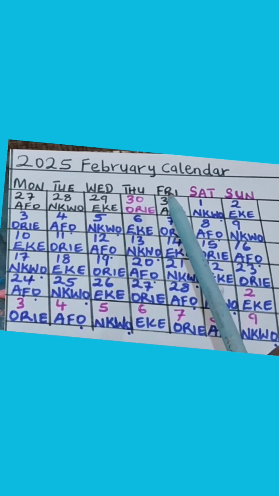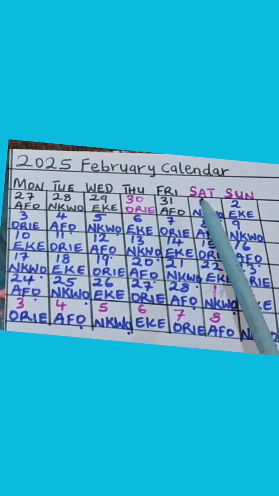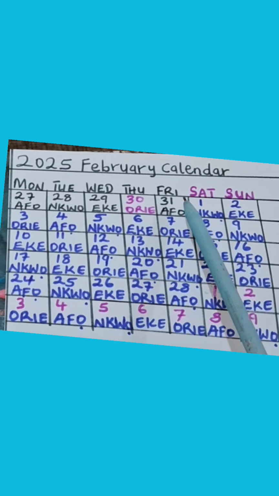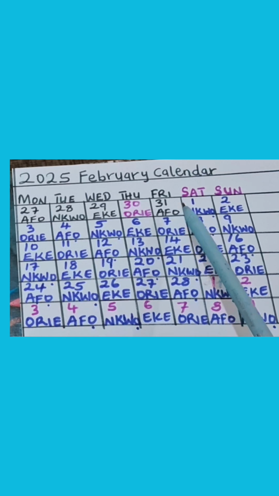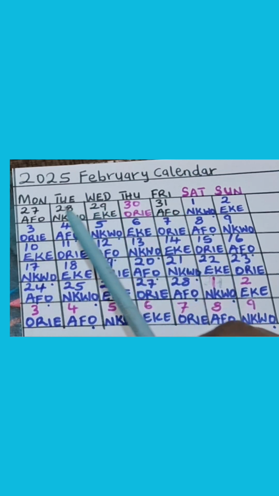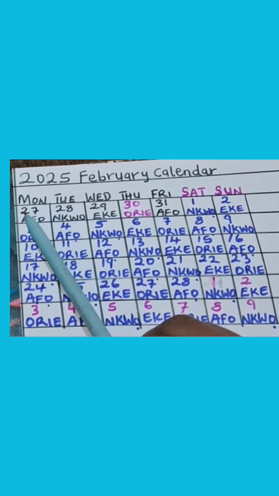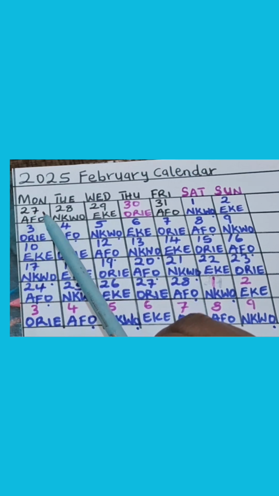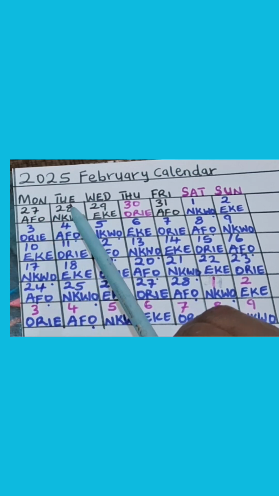Let's start. We are going to read the calendar both in English and in Igbo. That is Eke, Ore, Afo, Nkwo. Let's start. Monday, 27th January is Afo.